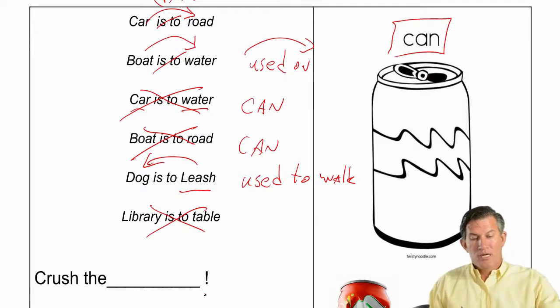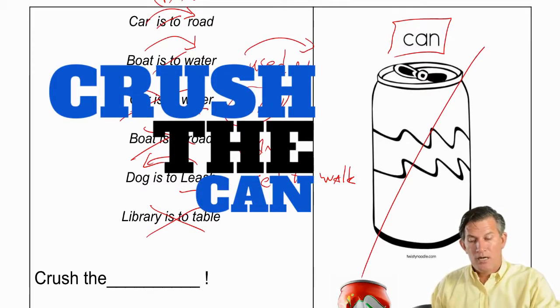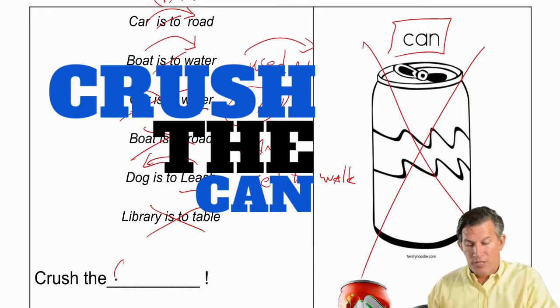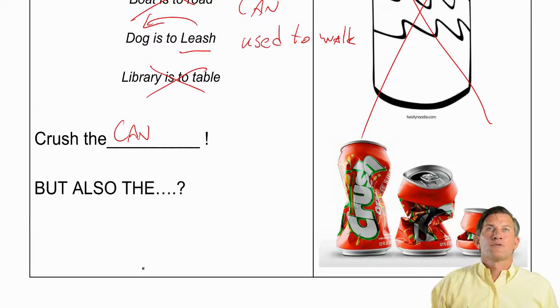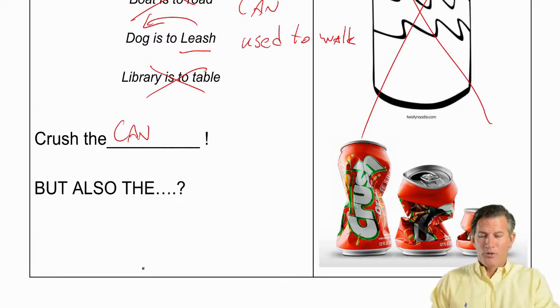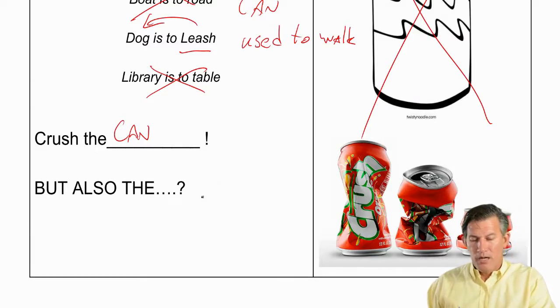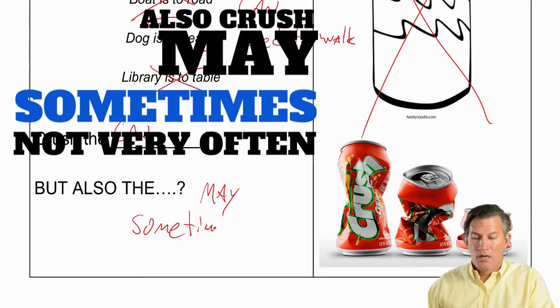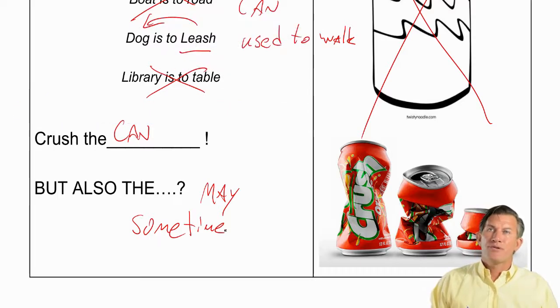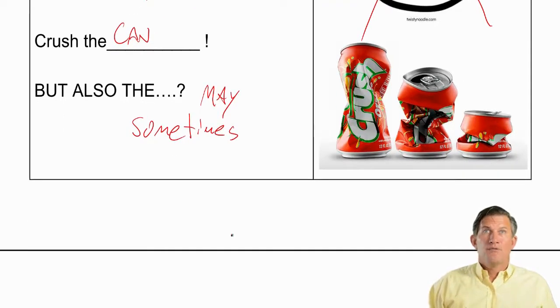So what are you going to crush? Anytime you have a can, crush it. Anytime a boat can be on a road, crush it. Crush the can. Do you understand? Okay, here's an orange crush that's actually being crushed, okay? Also, what are the other words that mean a weak relationship? They're the can, the may, the sometimes, the not very often, the every other Thursday if my hair is parted on the left side, okay? And so it's just like not very often, the may, the sometimes, and the can. Crush those, okay?